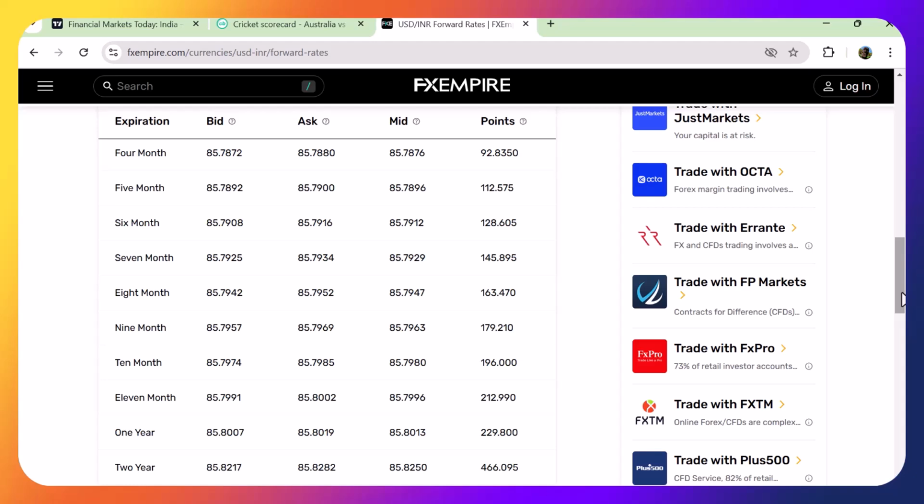So now suppose you want to know what is the rate after 1 year. Suppose you have to make a payment after 1 year. So the rate is 85.8007 and 85.8019. Suppose if you are an importer, what's your good name? Rohit. So Rohit, if you are an importer, which rate is valid for you? 85.8019 or 85.8007? At what rate are you going to make a payment? Bid? No, ask. Because you're an importer.